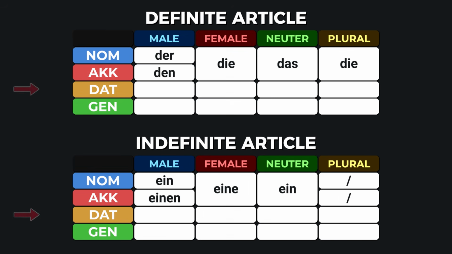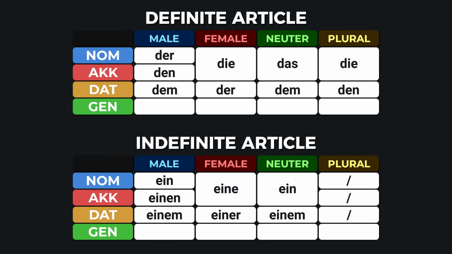Alright, now let's talk about the dative. Here we have some bigger changes. Both der and das turn into dem, as well as male ein and neuter ein into einem. Die is changed to der and eine to einer. In the plural, die becomes den, and indefinite nouns in the dative plural get no article again. So we end up with this.